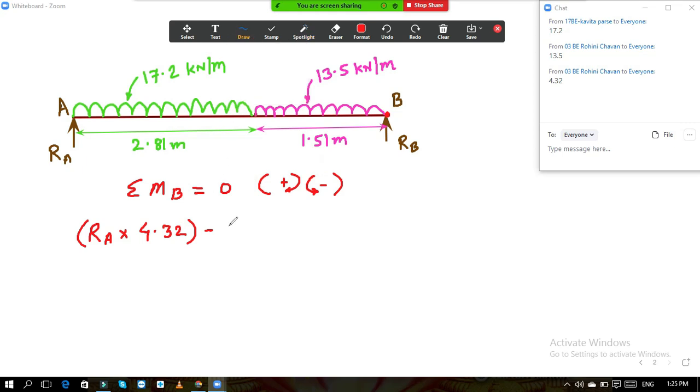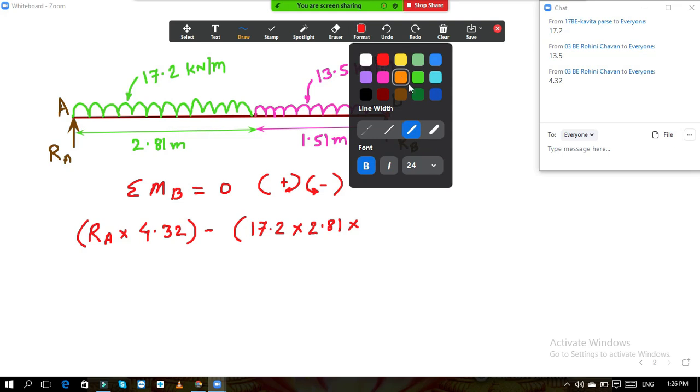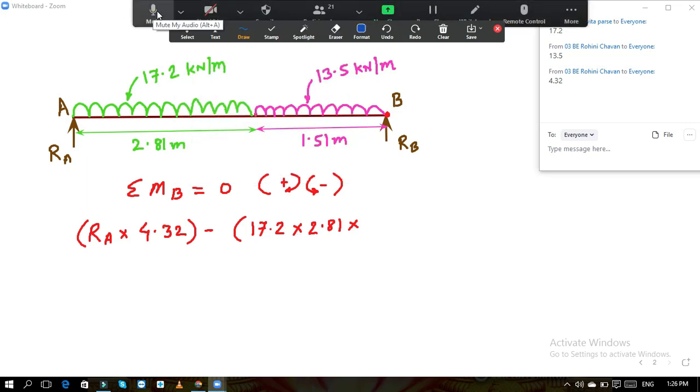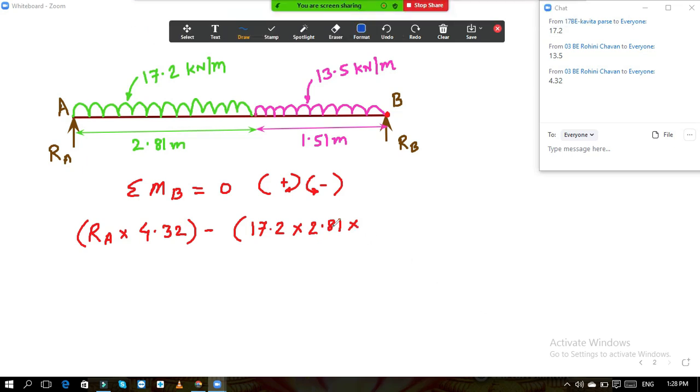Now first, your first job is to convert this UDL into the point load. So it is 17.2 multiplied by 2.81. This is the conversion of UDL into the point load. Now this point load will act at the center of the support. This is the distance now. Now this is the conversion of UDL into the point load, and that point load will act at the center.